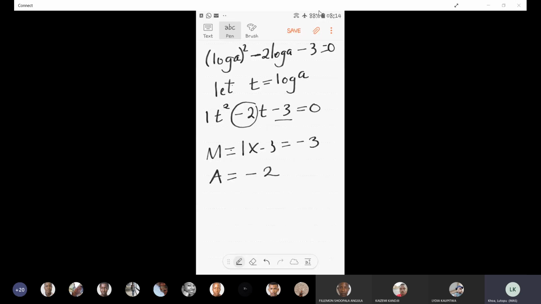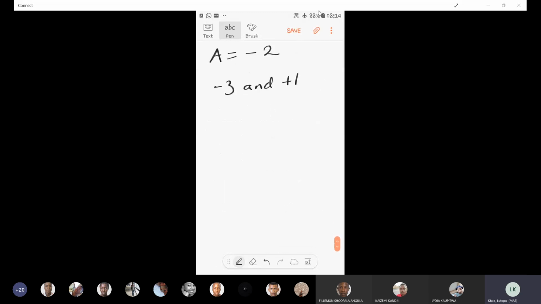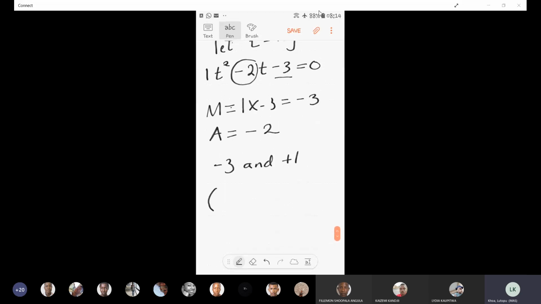So I'm looking for two numbers. When I multiply them, the answer is negative 3. And when I add them, the answer is negative 2. The two numbers are negative 3 and positive 1. So then I factorize my equation like that. So I open my brackets. Remember, this is also just the technique. There's a more formal way of doing this, and when we get to quadratic equations in our next chapter, we will do that. So what I do is I put the variable, this is t and this is t.